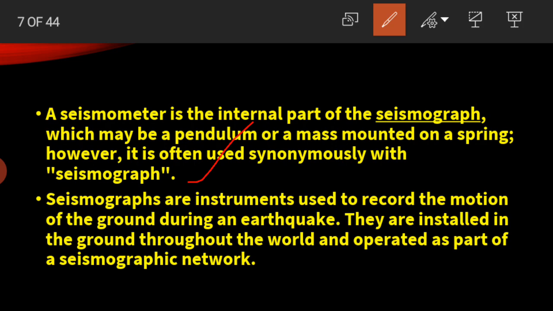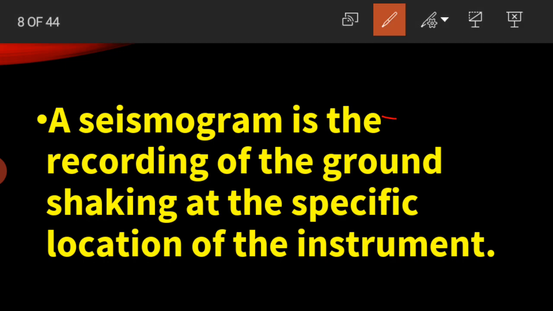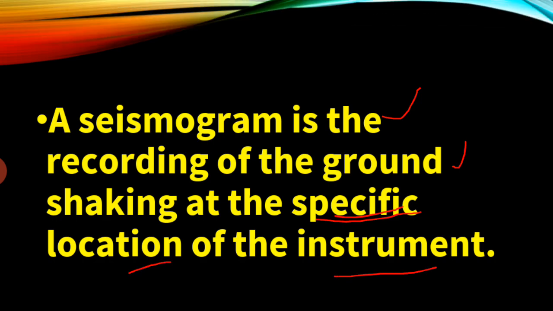Seismographs are installed in the ground throughout the world and operated as part of the seismographic network. But here the seismogram is the recording of the ground shaking at the specific location of the instrument. Okay, that is the seismogram. Difference between the seismometer and a seismograph. Okay, the specific location of the instrument recording this ground shaking.